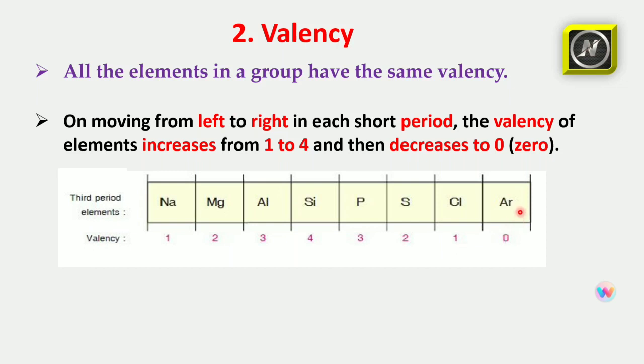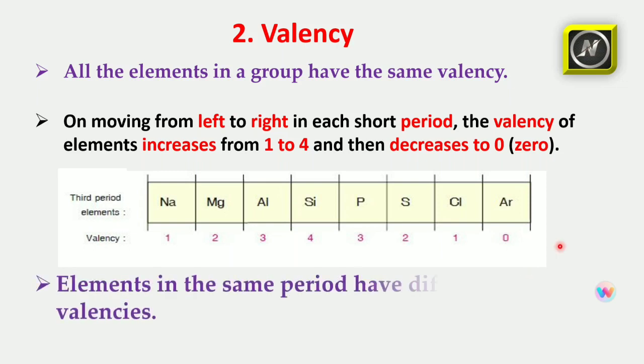And argon belongs to the 8th group. That means 8 minus 8 is equal to 0 valency. What is 0 valency? The combining capacity of this element is 0. Elements in the same period have different valencies.